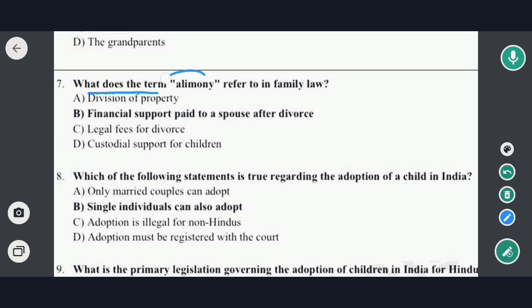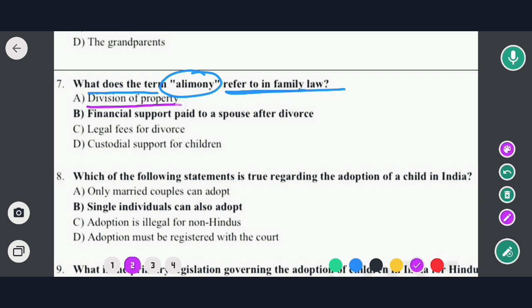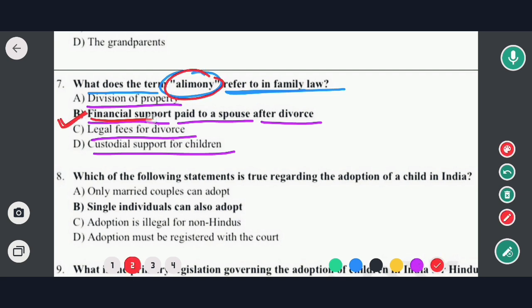What does the term alimony refer to in family law? Okay, look, the options are division of property, financial support paid to a spouse after divorce, legal fees for divorce, and custodial support for children. So in this case what will it be? The correct answer would be option B. That means alimony means what? Financial support.